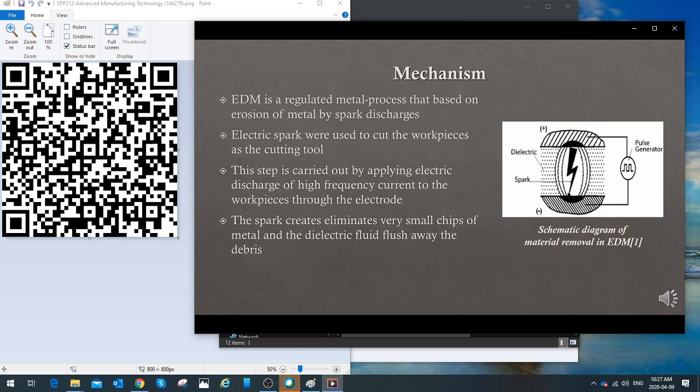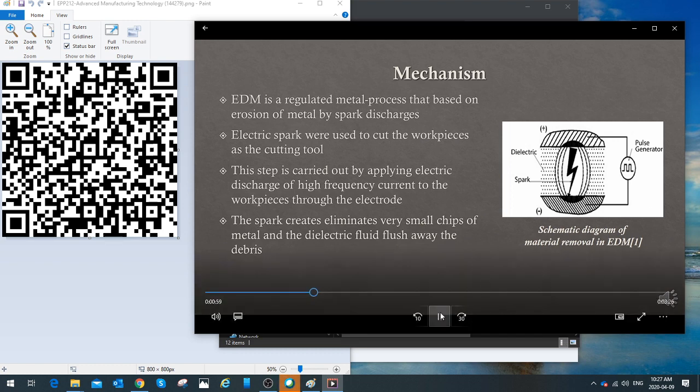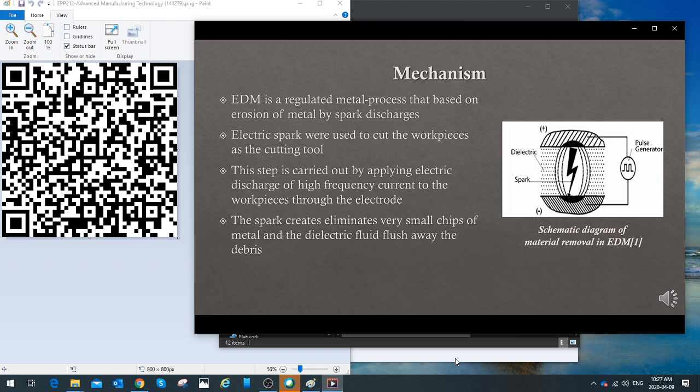For mechanism, EDM is a regulated metal process that is based on erosion of metal by spark discharge. Electric spark was used to cut the workpiece as the cutting tool. This step is carried out by applying electric discharge of high frequency current to the workpiece through the electrode. The spark eliminates very small chips of metal, and the dielectric fluid flushes away the debris.